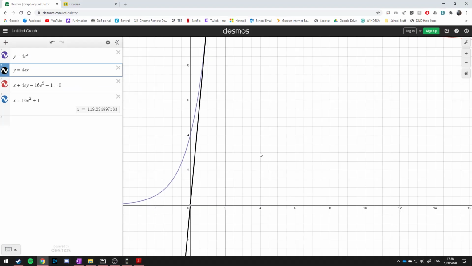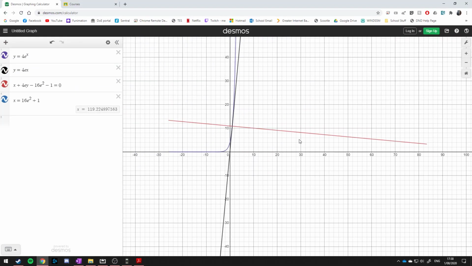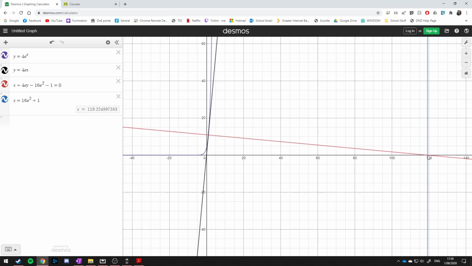And we know that's going to be roughly right because our triangle is quite big. It goes all the way up to 118, and it's about 10 tall, so 10 times 119, and about half of that is approximately 600.